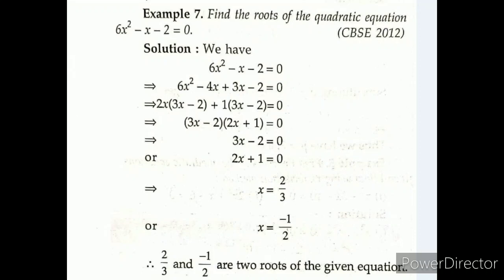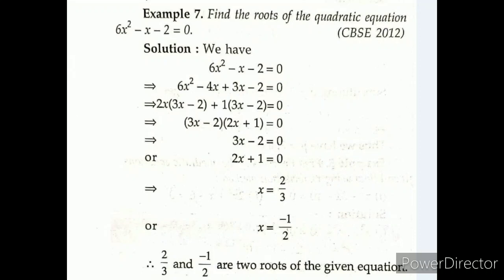Okay, so now 3x minus 2 and 2x plus 1 will be there, and then one by one we will compare both the brackets to 0, and we will get x equal to 2 by 3 and x equal to minus 1 by 2. So these are the required roots.